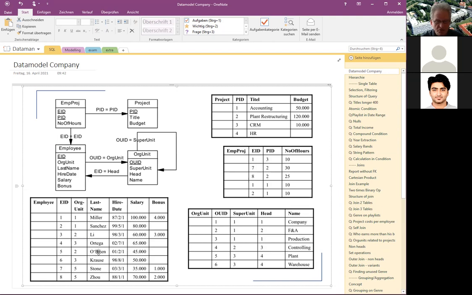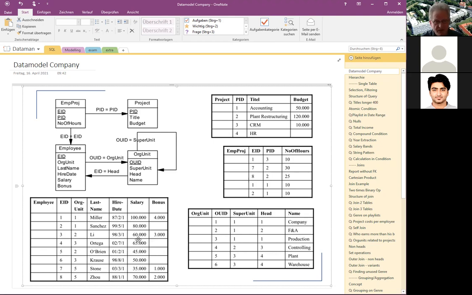O'Brien, which org unit is he related to? So tell me which org unit O'Brien is related to. What's the name of the org unit? Again, F&A. You see, O'Brien has as an org unit the number 2. You have to look up the primary key number 2, and then you find the information F&A. That's always the game with foreign keys. You have to look them up. They are just pointers. They are references to the target table.